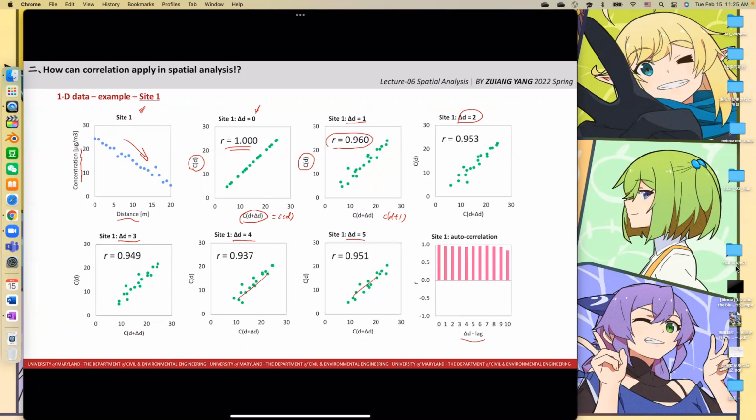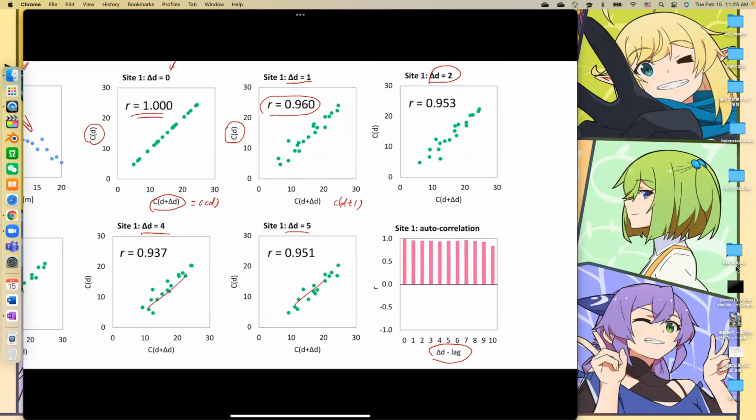And on the last plot, we have delta D, the delay or the lag, and this is R. When delta D equals 0, the correlation coefficient is 1. As delta D increases, we can see the autocorrelation just stays at a relatively high level. So this is for site 1.